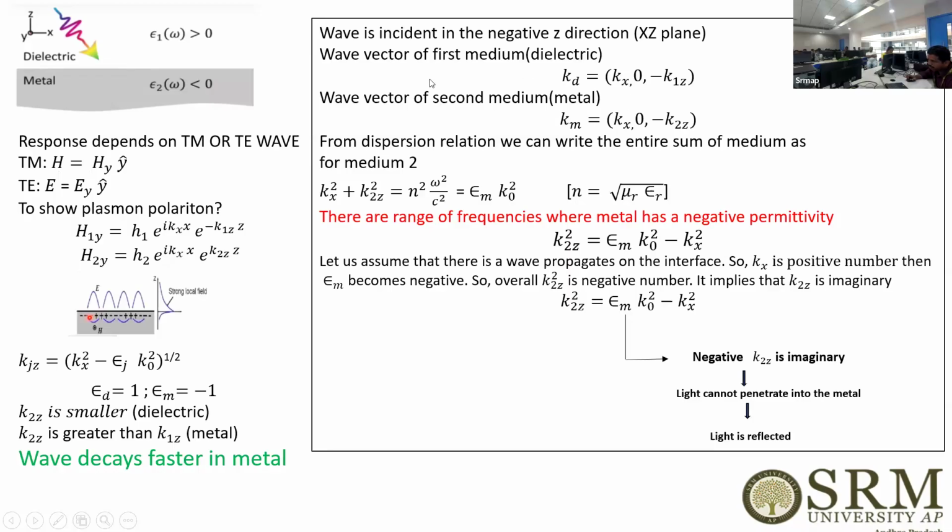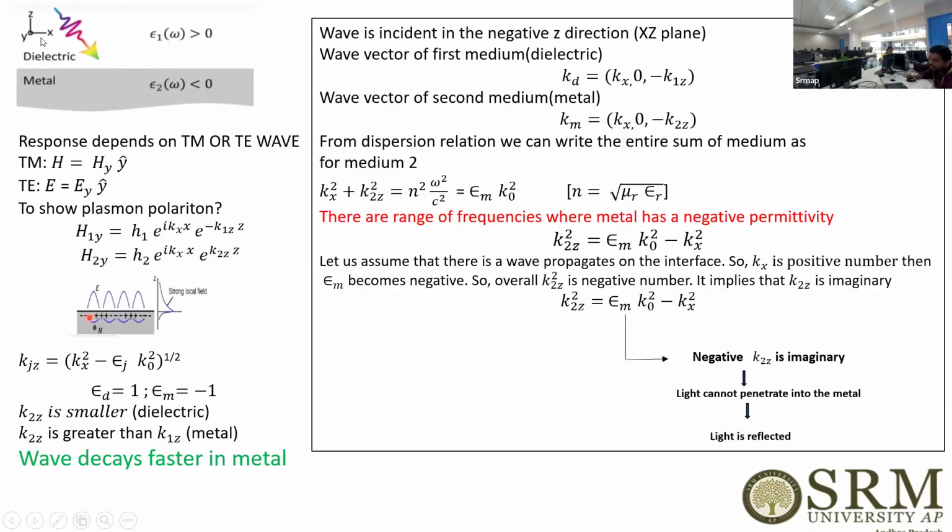Sorry, I have to start from here. So the wave is incident in the negative z direction, right? So here the wave is incident on the negative z direction. For the first medium, the wave vector we have to consider here is KD, the dielectric wave vector, and in the second medium, the wave vector for the metal is Km.